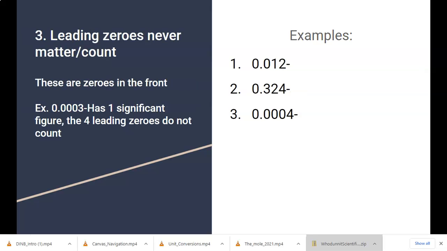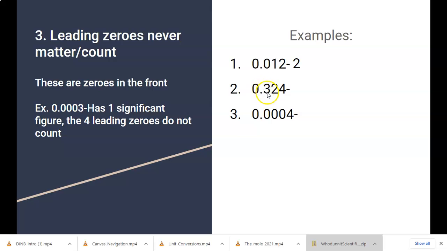Number 3, leading zeros never matter. These are the zeros in the front, and they're usually dealing with decimals. So for example, 0.0003 has 1 significant figure because my first 4 leading zeros don't count. Even though there's a decimal, my leading zeros don't count. They never count. So here I have a 1 and a 2. There's 2 significant figures that are non-zeros. And then my 2 zeros in the front don't matter, so my answer is 2.